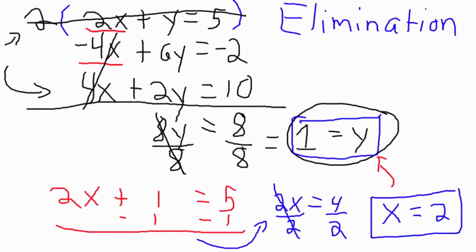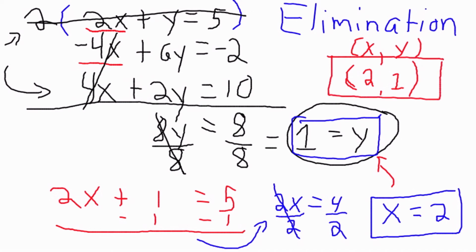If you're going to write them as an ordered pair, you know that ordered pairs are written in terms of x and y, and we know that our x is 2. So we have 2, comma, and our y is 1. This is how you write the solution as an ordered pair. So finally, we have our answer for x, which is x equals 2. Our y is 1, and our ordered pair is 2, comma 1.